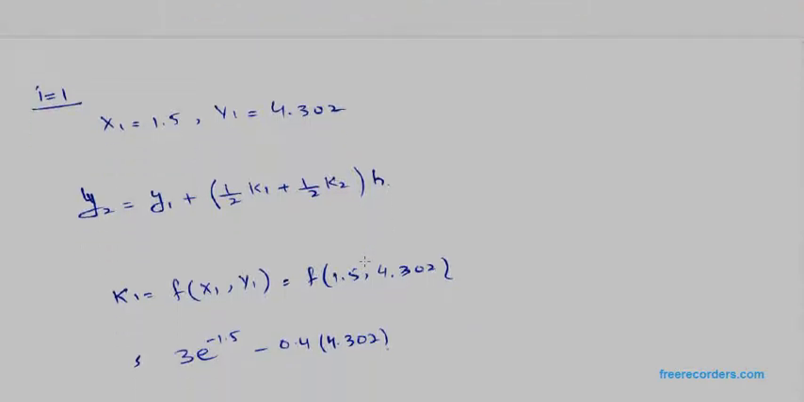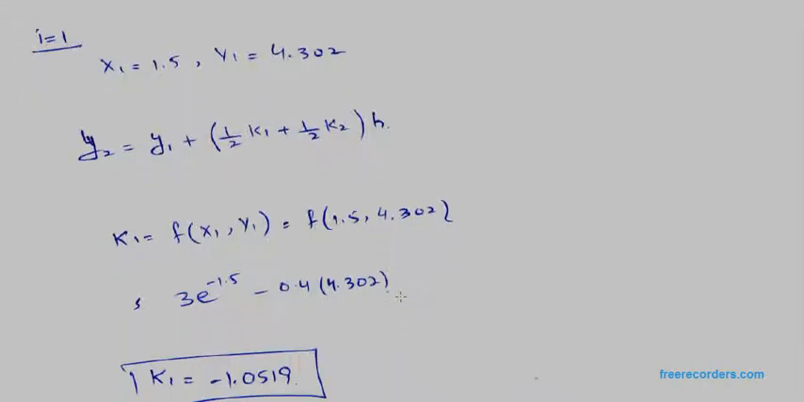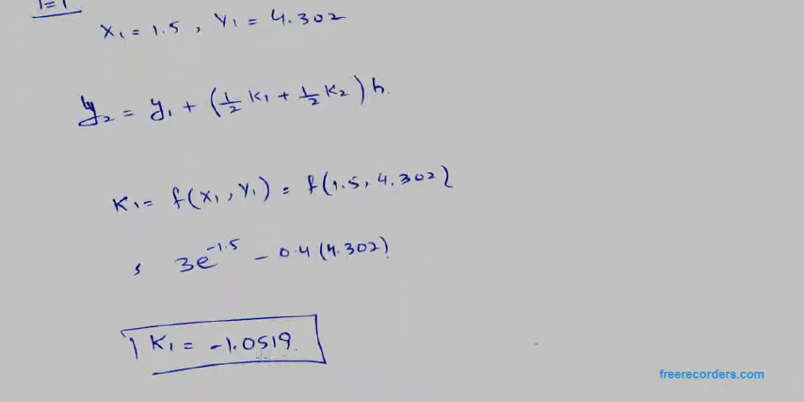The k1 is found by the same method, f of x1 comma y1, where x1 is 1.5 and y1 is 4.302. We put these two values in the function, and the answer turns out to be minus 1.0519.